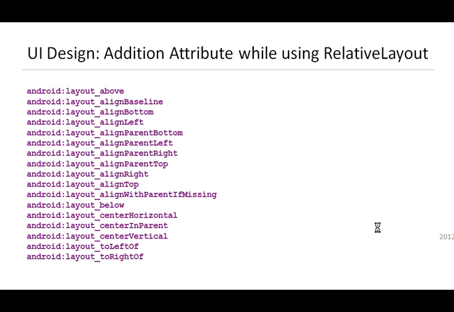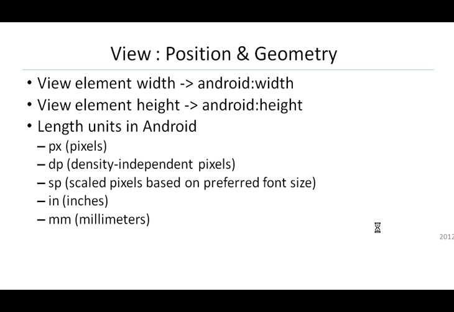This will be enabled for you when you design the screen of your activity in the relative layout. Layout_above, align baseline, align border. These are very easy and self-explanatory. Now here we'll also be specifying the position geometry. If you are going to specify the width and height of any element, you can specify these attributes, as well as the length.